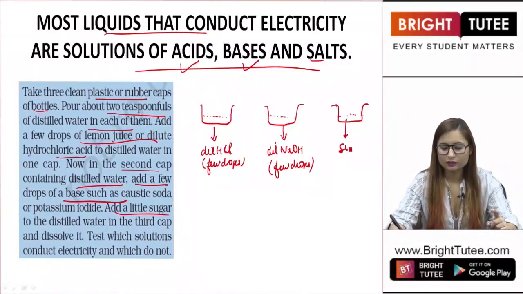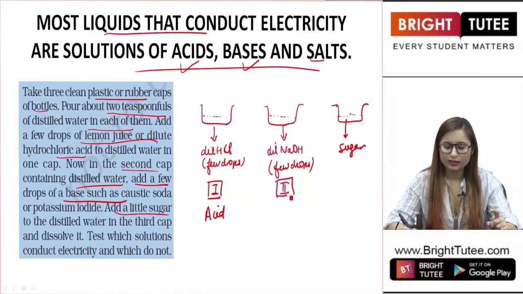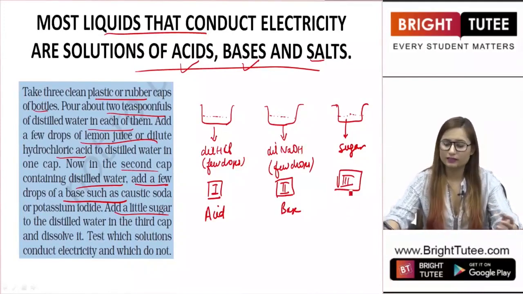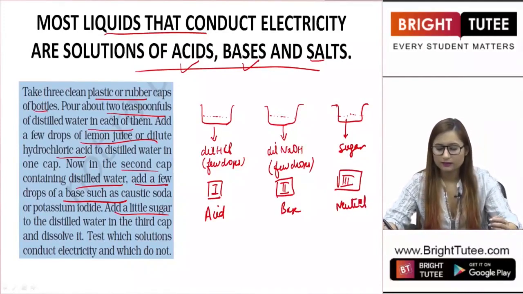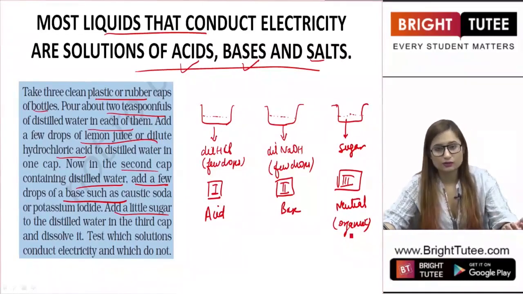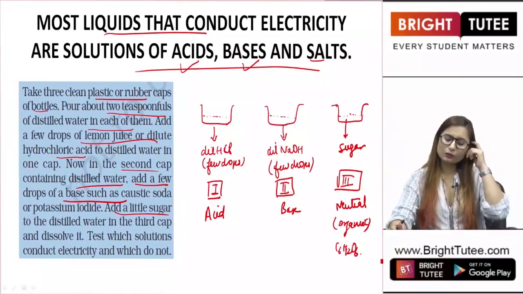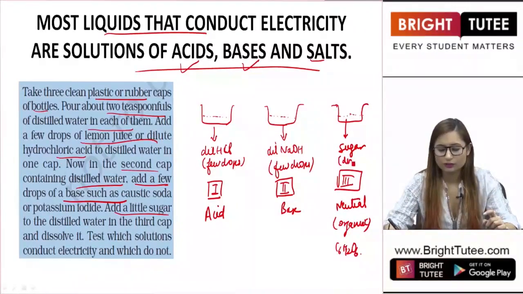Now here you have put sugar. In case 1 you have dilute HCl, that is an acid. In case 2, that is dilute NaOH, that is a base, and in case 3 you have put sugar, that is neither acid nor base, it is a neutral substance, it is an organic substance, right? It is basically glucose, right? C6H12O6. Now you have dissolved the sugar as well.